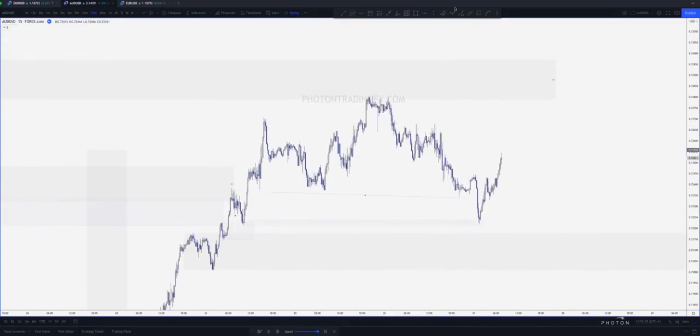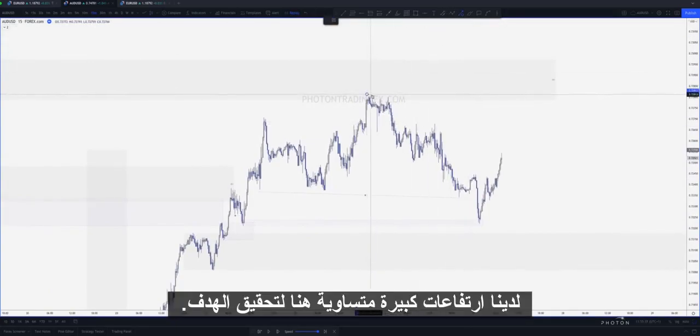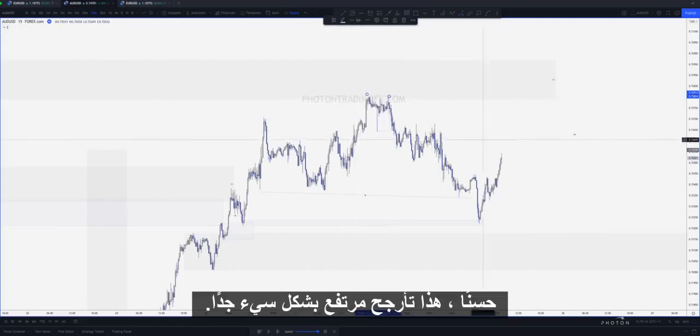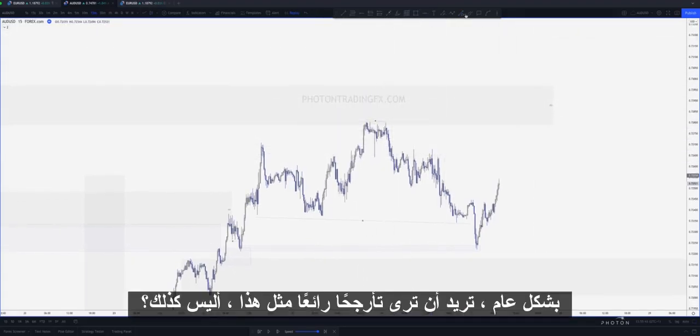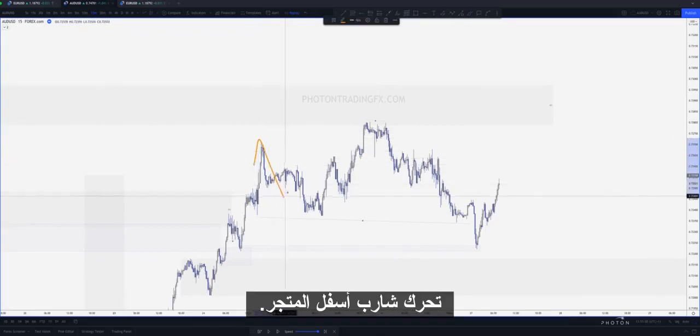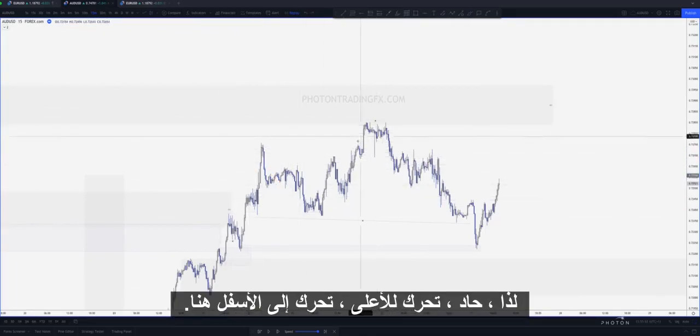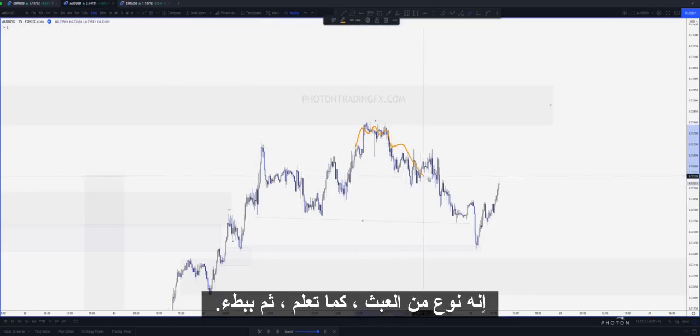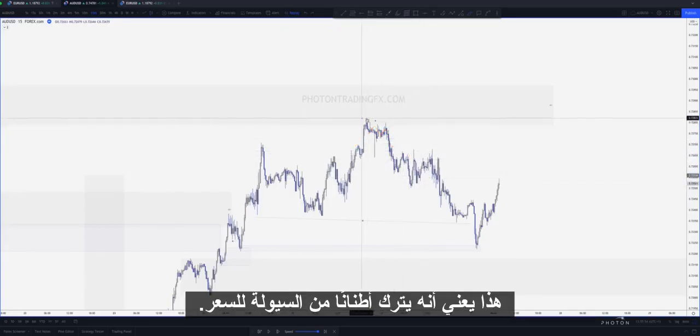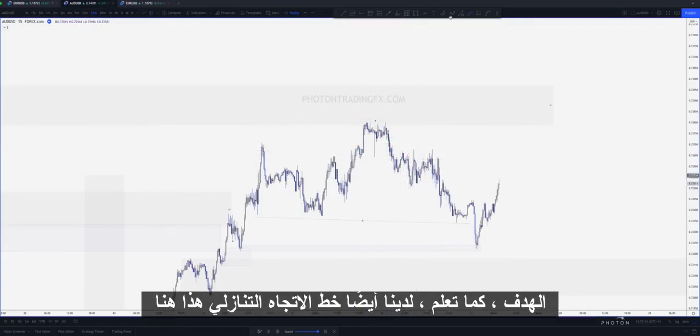What else do we have? We have big equal highs up here to target. So that's a pretty poorly formed swing high. What do I mean by that? Generally, you want to see a nice swing high like this: sharp move down, sharp move up, sharp move down. Here it's kind of just messed around and then slowly drifted away. What does that mean? It means it's leaving tons of liquidity for price to target.